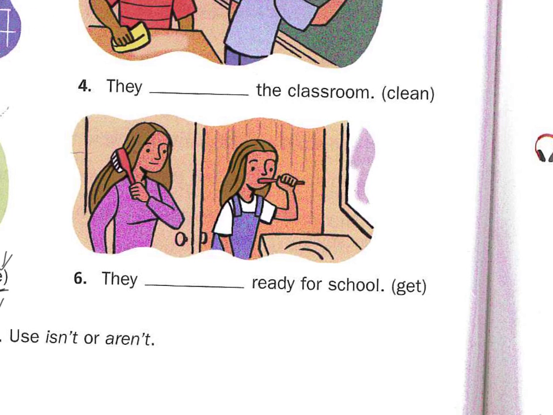What are they doing? They are getting ready for school. Brushing her hair, brushing her teeth. What's the spelling rule? Double the T when you add ing to protect the short vowel. So double the consonant. They are getting ready for school.